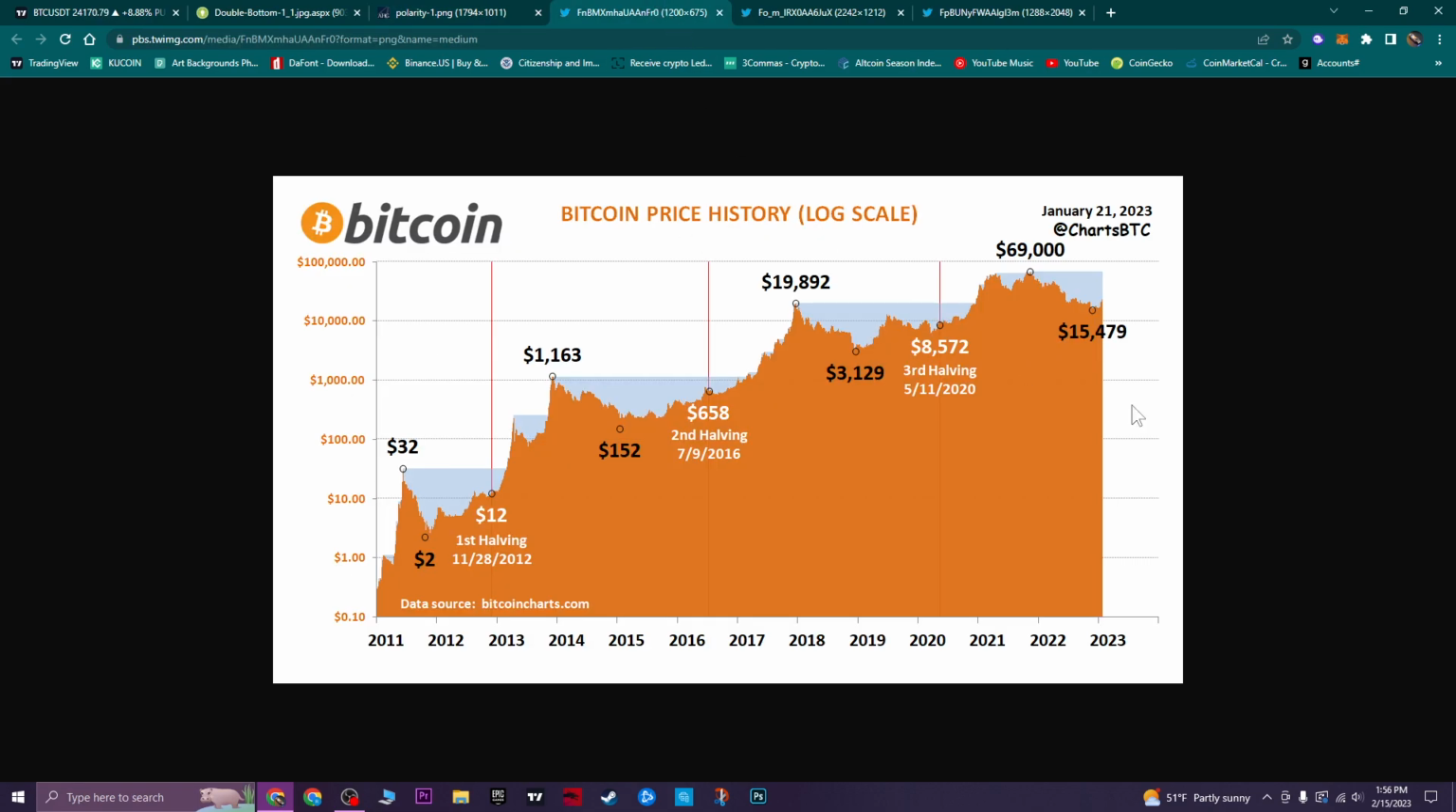All right, what else do we got? So this is the Bitcoin price history on a logarithmic scale. This right here is the $69,000 level. This is where we came from. From 69,000 all the way to 15.5 was a 77% drop. Most people were expecting, including me, an 80 to 82% drop on Bitcoin.